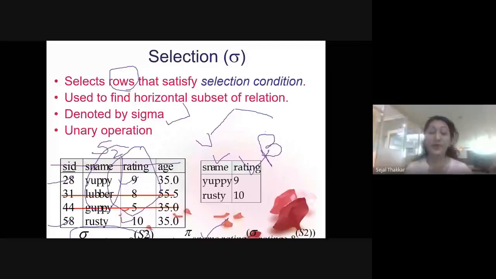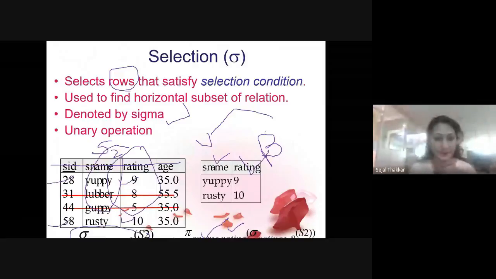So using this pi and sigma combination, you can select any kind of required information. So I'm selecting S name and rating using pi, projecting these two columns. And from this, I need the details of those whose ratings are greater than 8, right?